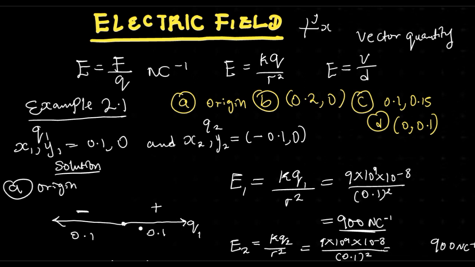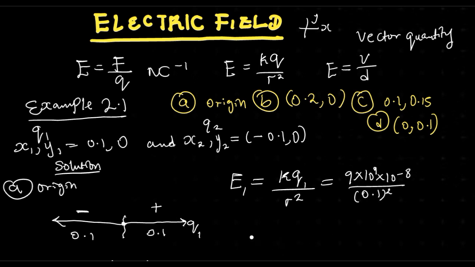But note, from this origin it is at the negative x-axis, and we said that electric field is a vector. So we need to include this minus. Are we together now? Yes. So we have E1 and we have E2, and following the principle of superposition, which states that we add. So from this principle of superposition, I think I can clean this now.